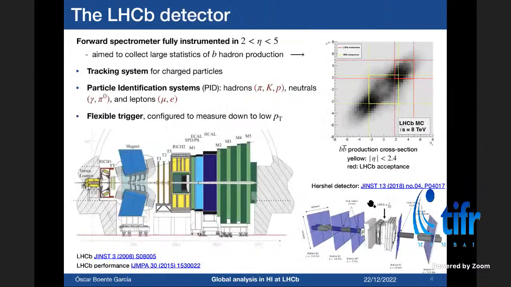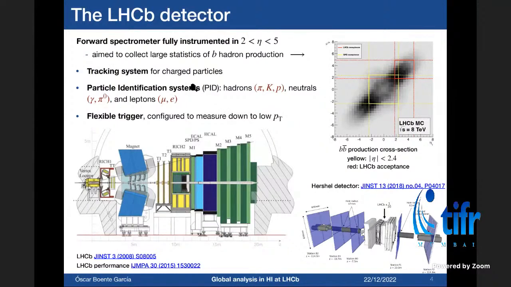So this is a sketch of our detector. LHCb is a forward spectrometer, fully instrumented between 2 and 5 units of pseudorapidity. Originally, as you might know, this design was aimed to collect the largest possible statistics of b hadrons. But as you will see, this geometry also gives us capabilities for very interesting measurements in heavy ion collisions, for instance. So basically, I will talk briefly about the tracking system and particle identification systems.